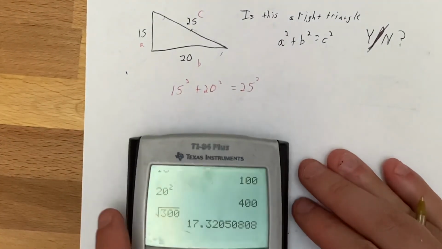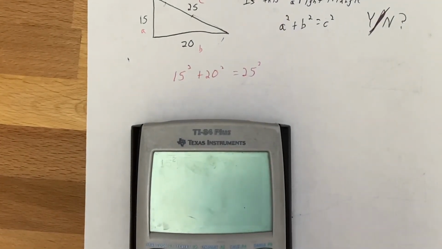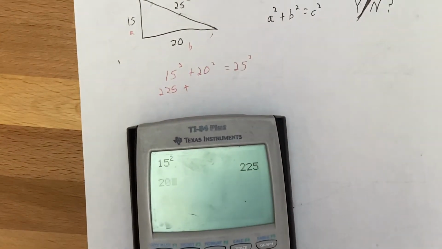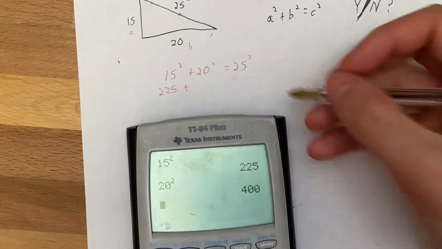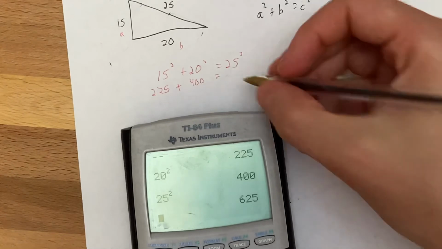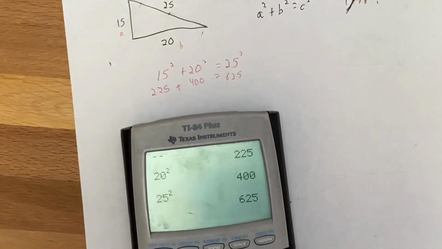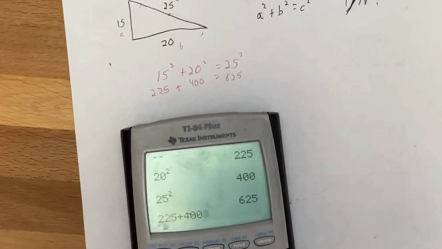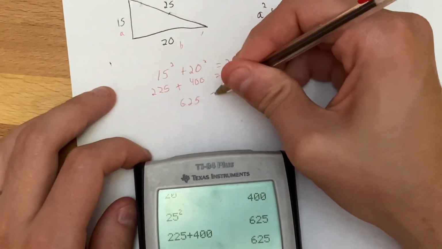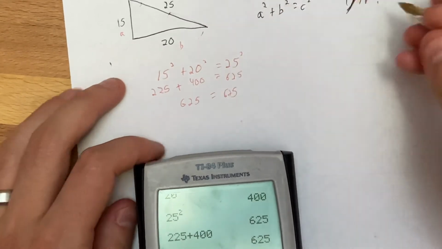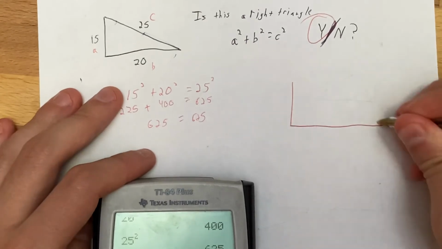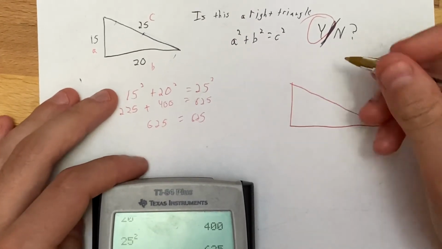So let's find out. 15 squared. 20 squared. 25 squared. 225 plus 400, because it says to add them together, is in fact 625. So you would go ahead and circle that big old yes, yes it is, versus just an example of something that would not be.